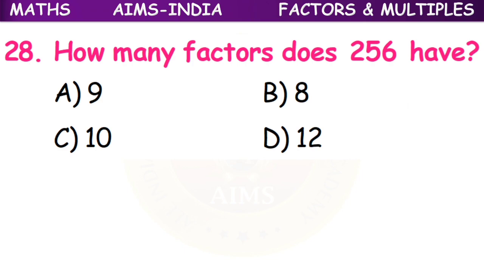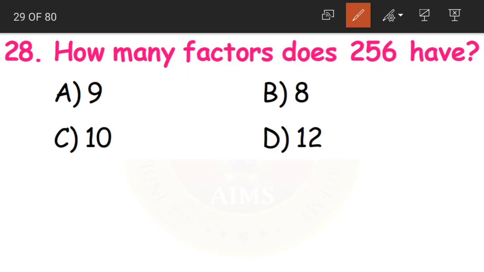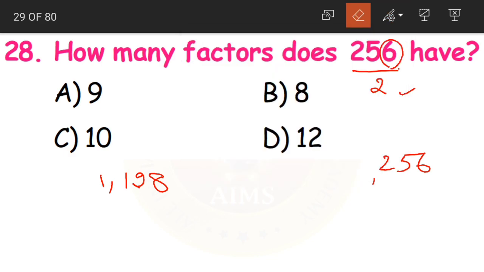Next, how many factors does 256 have? So we need to write all the factors now. 1, 256. Does it come in 2 table? Yes, it is having 6 in the ones place. So what will it be? 2, 128. Yes. Then will it come in 3 table? 2 plus 5 is 7. 7 plus 6 is how much? 13. No, it will not come in 3 table.